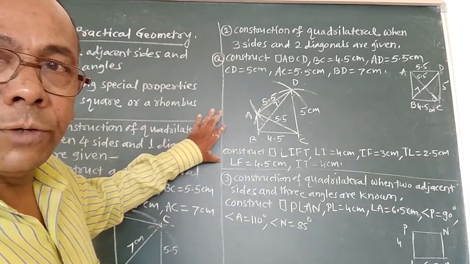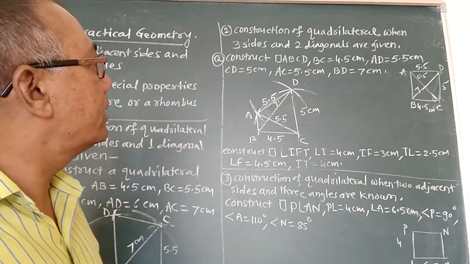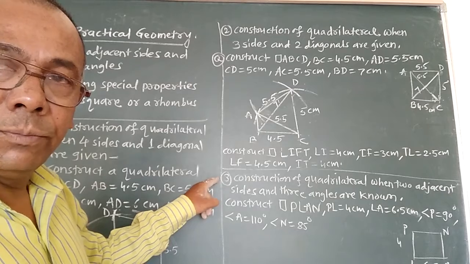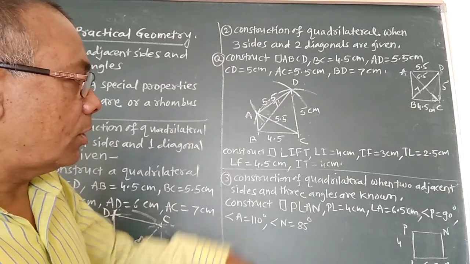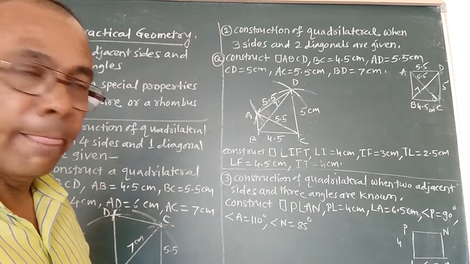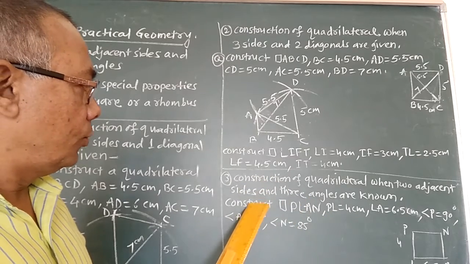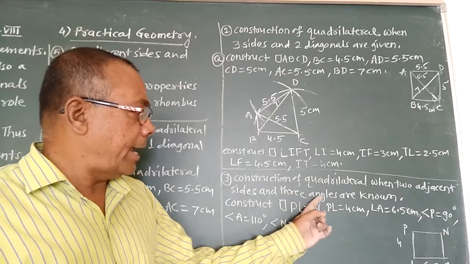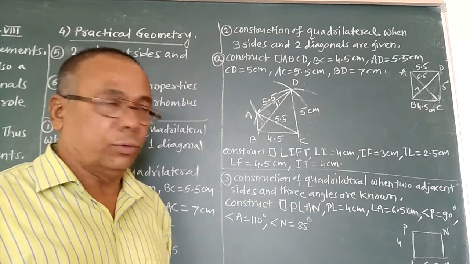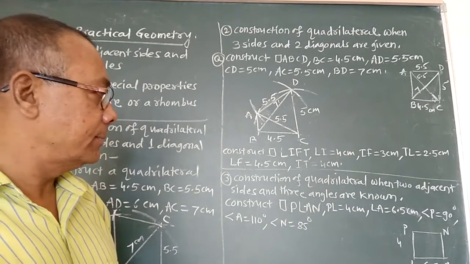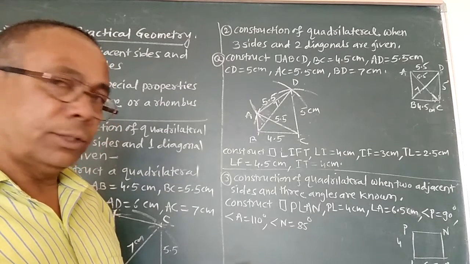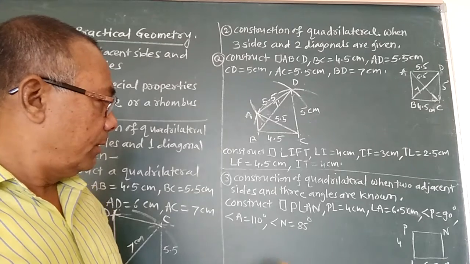This was a question for your practice, and now we will see the third combination, that is construction of a quadrilateral when two adjacent sides and three angles are known. Two adjacent sides and three angles are known. In this question we will see now.